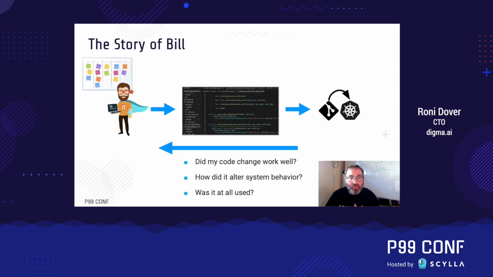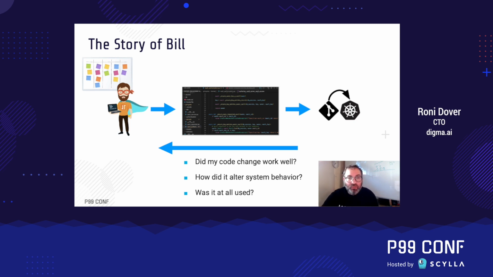And what I personally would want to do as Bill is kind of know, well, did it work? What happened with this code that I just pushed in? If I rolled in an optimization to a query, did it improve the performance or no? Did it alter any other system behaviors, maybe for related flows? Was it at all used? I've heard a lot of horror stories about developers who rolled out a crucial piece of code only to discover months later that it was kind of one if statement away from getting executed.